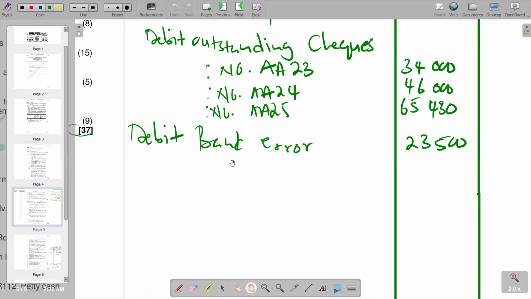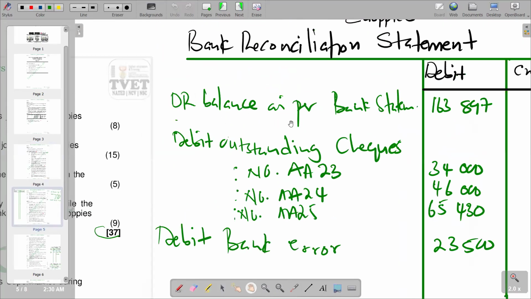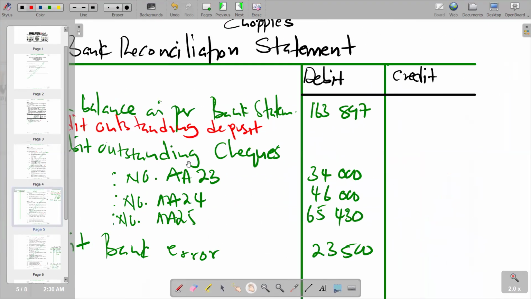So here, this is our bank reconciliation statement. Remember, we left a space here to say if there's an outstanding deposit, we're supposed to put it there. So we are saying credit, outstanding deposit. And we are saying the amount that we have there. The amount is 139,607.